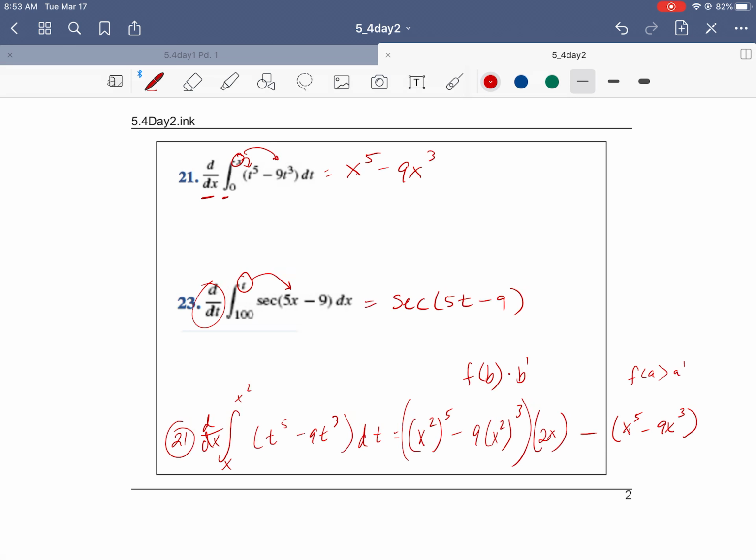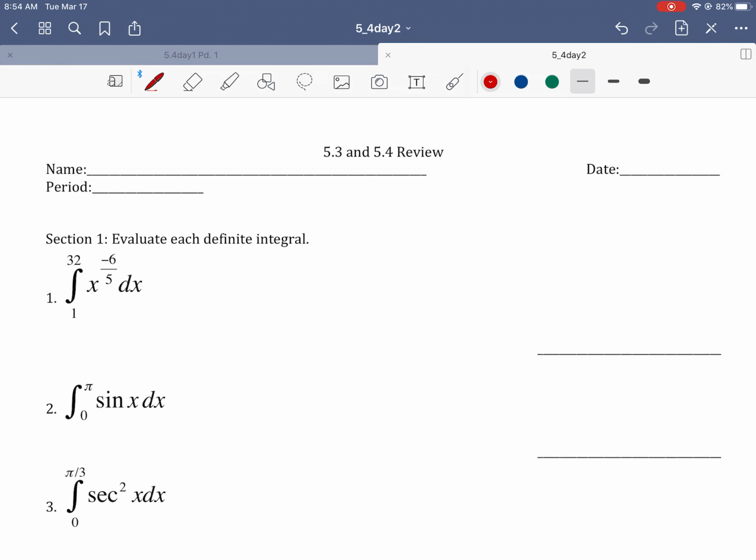Okay, so I posted the 5.3 and 5.4 review for you. I'm going to go through here and work through some of the examples, but not all of them. I will make sure I put a full answer key up as an attachment under the outlined notes. Okay.